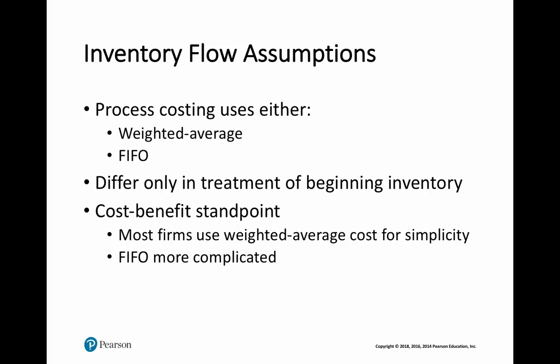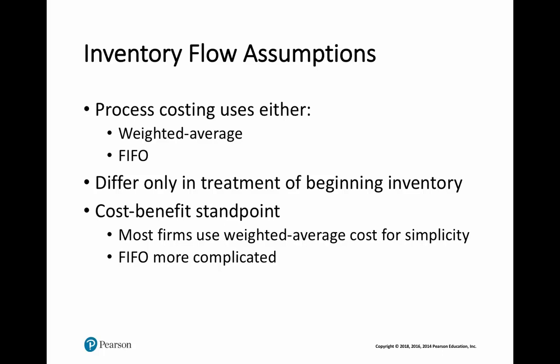There's also the FIFO method. All you really need to know about FIFO is that it differs in the treatment of beginning inventory from weighted average, and that it's basically another method, and it's more complicated. For exam time, you don't need to know how to do the FIFO method of doing equivalent unit calculations. You just need to know that there is a second option. The difference is that we take into account beginning work in process inventory, and FIFO is generally more complicated. There's a lot more steps involved, a lot more tracking you have to do.